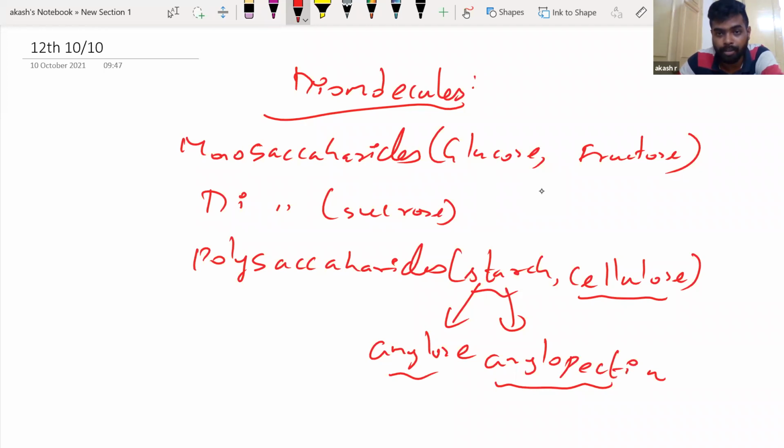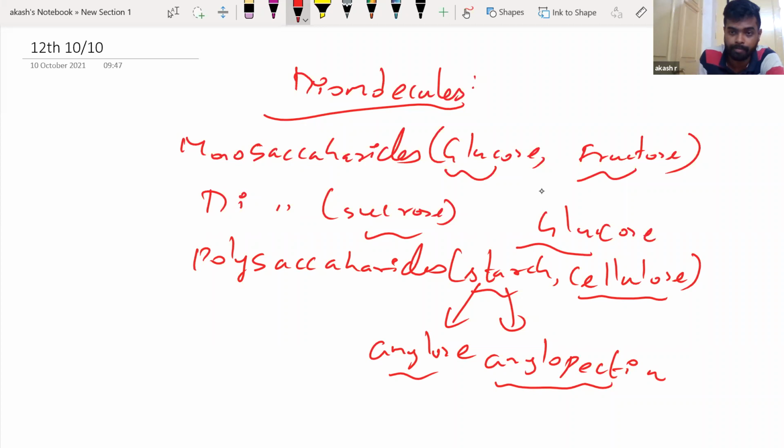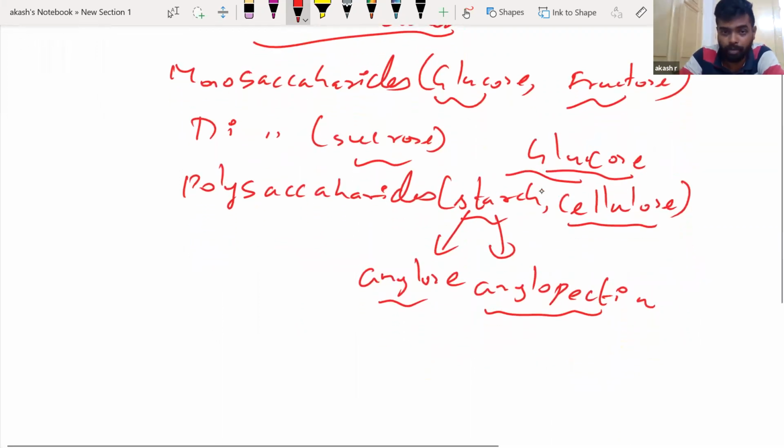Right, so first of all, their structures: glucose, fructose, sucrose, starch, cellulose structures. I mean, obviously starch and cellulose structures you cannot remember because it's very big, right? But you have to know what is there in starch, what is there in cellulose, what are the monosaccharides. Both of them are made out of glucose only, right? So many glucose units will come together to make starch and cellulose. Different kind of combination, right? Okay, so these are all the structures you have to know.